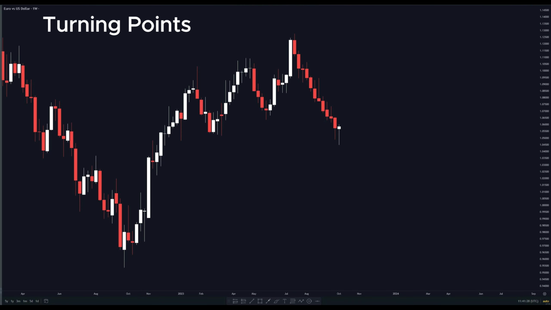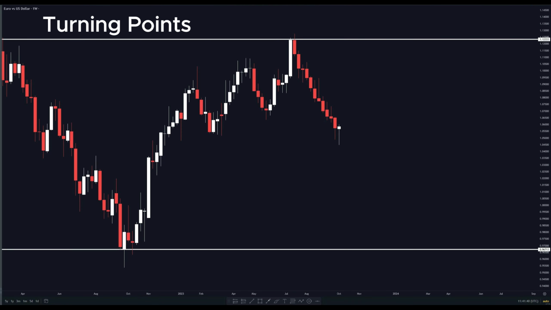First, we have the turning points. Turning points are the areas from where market changes its direction. And always keep the higher time frame turning points in priority. Because in future, when price comes to these areas, there's a high chance for price to reverse from there and give us a great trading opportunity.